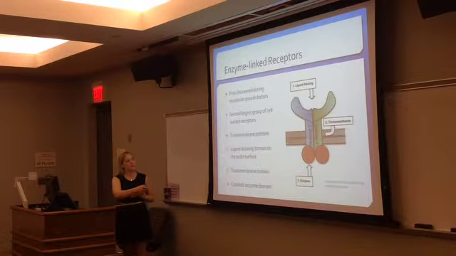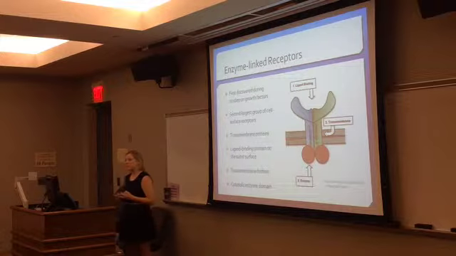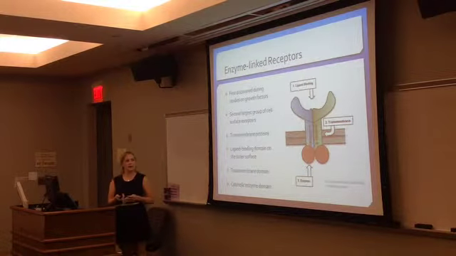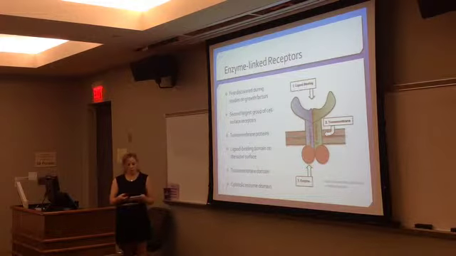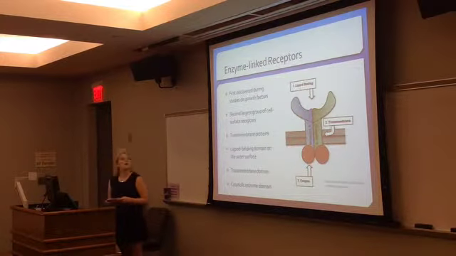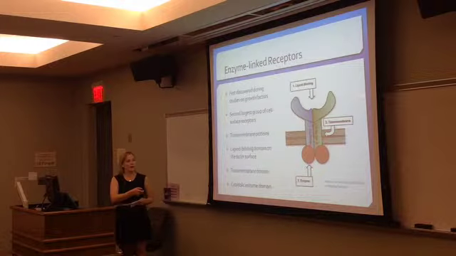As you can see, here's the ligand binding domain, and enzyme-linked receptors have 3 domains. Like I said, there's the ligand binding domain, and then there's the transmembrane domain, which is made of hydrophobic amino acids, which hold the receptor to the plasma membrane. And then there's the cytosolic domain, which either acts as an enzyme or it associates itself directly with an enzyme. The enzyme-linked receptors cross the lipid bilayer once, unlike G-protein coupled receptors, which cross the membrane 7 times.